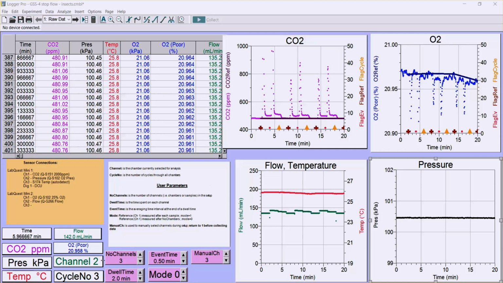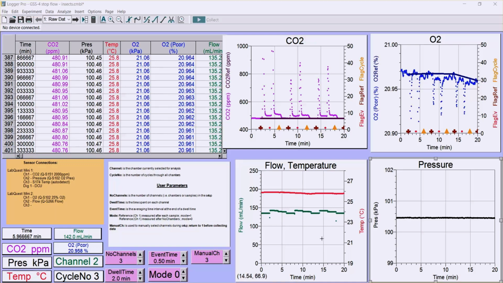We used a 2-minute dwell time, and measurements were done in mode 0. If you recall from the setup video, number of channels, dwell time, and mode have to be set up before you collect the data. Mode 0 is when you measure your reference at the beginning of each cycle. So you measure channel 1, followed by 2, 3, and back to channel 1. And we had the flow rate set at 140 mils a minute in this experiment. In all 3 channels, it was quite close.